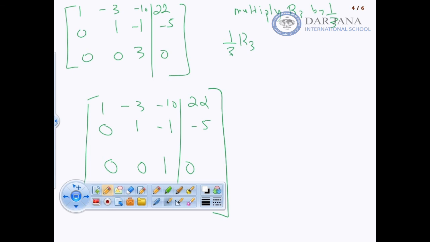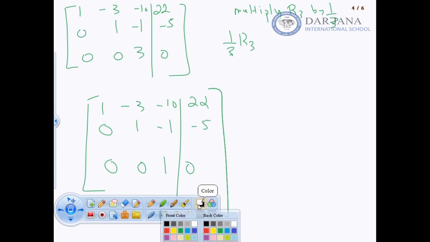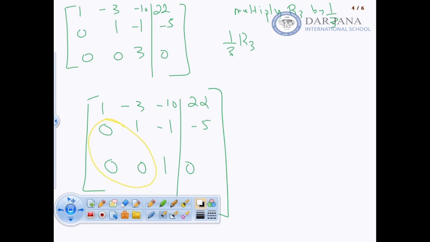Okay. If you notice here, it's in row echelon form. Why is it in row echelon form? We have these zeros and these ones. Now, I said we need to convert it to reduced row echelon form, not to row echelon form. That means I need to change these three numbers to zeros. So we need to continue using the operations to reach our destination.